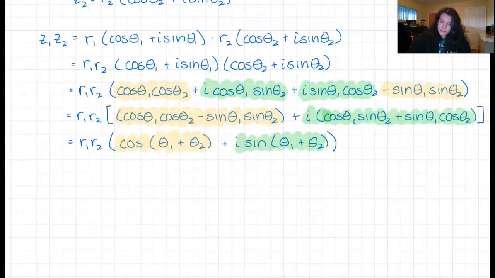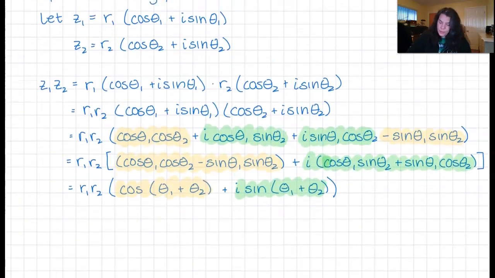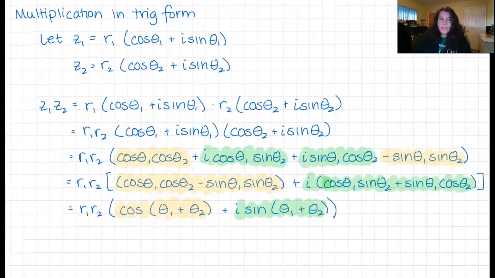So I'm going to summarize this. If we look at what we got, if we have z1 be r1 cosine theta 1 plus i sine theta 1, and z2 is r2 times cosine theta 2 plus i sine theta 2, this is the product. All you do is you multiply the r's and you add the thetas. And that's it.